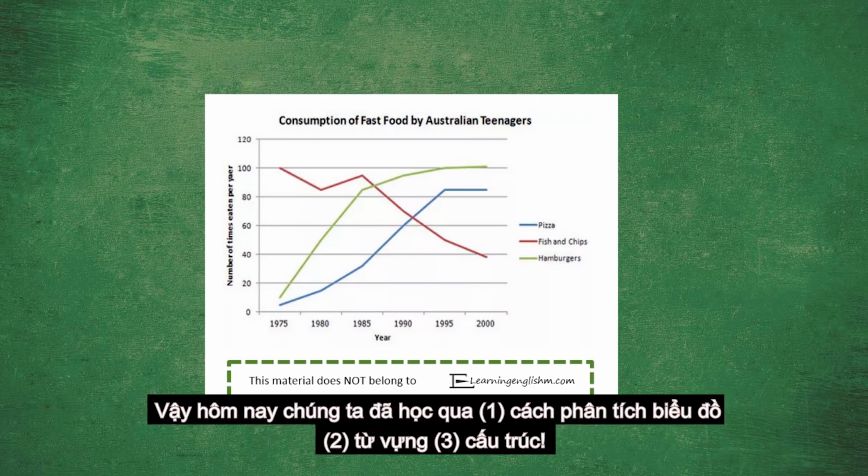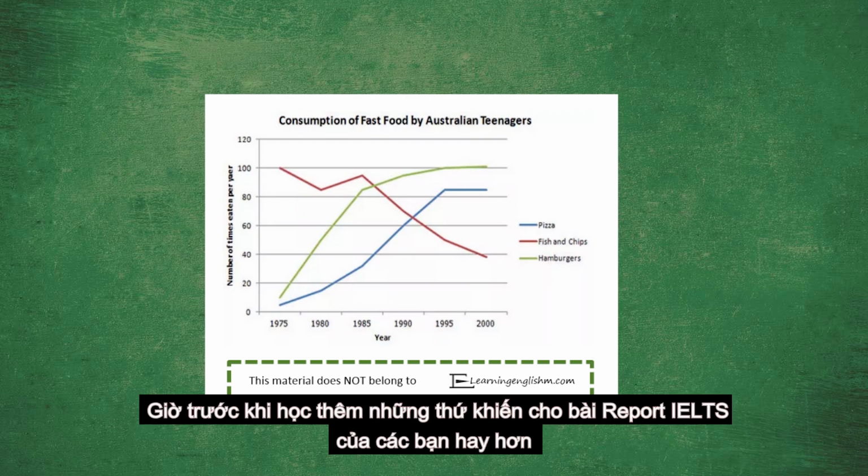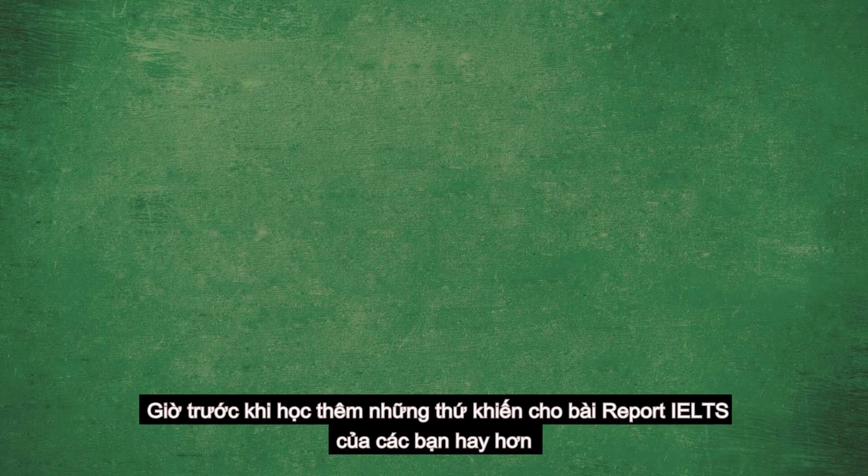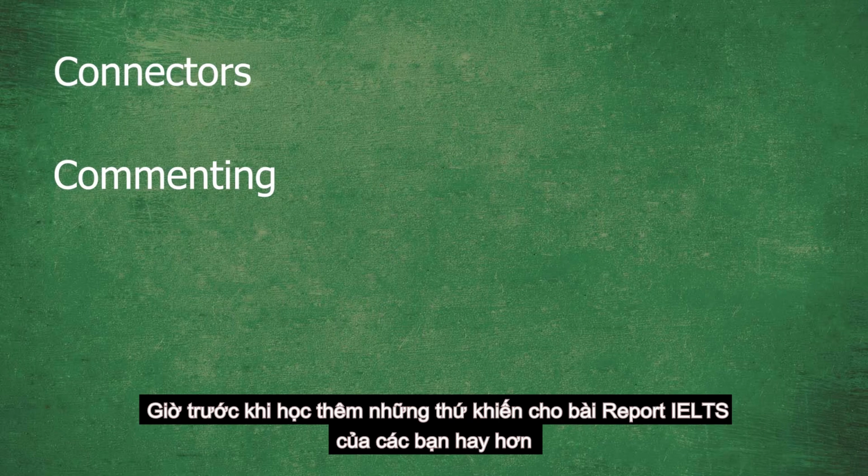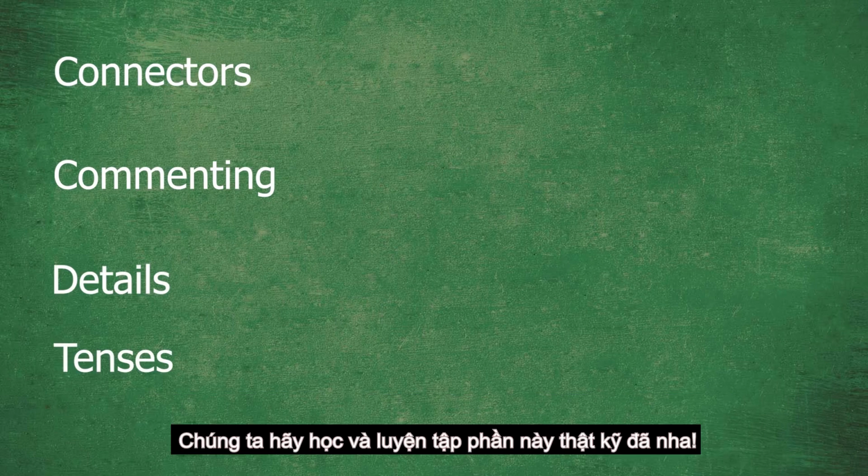Alright, we have finished the vocabulary, we have finished the structure, and then we have practiced it with the graph. Now the only thing you need to do is to practice, and then after that we're gonna look at some of the connectors, some of the commenting, and the other thing in order to make it better. But that is a story for another time.